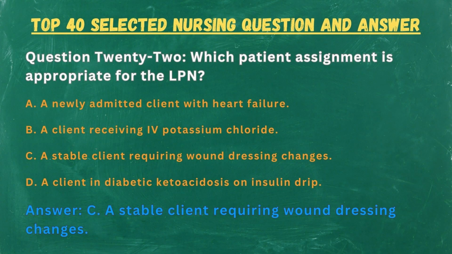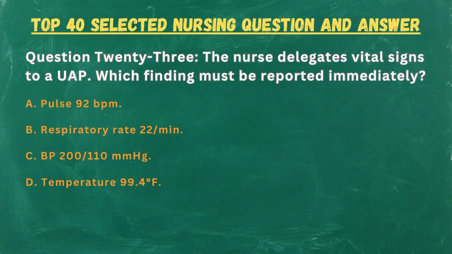Answer: C. A stable client requiring wound dressing changes. Question 23. The nurse delegates vital signs to a UAP. Which finding must be reported immediately? A. Pulse 92 BPM. B. Respiratory rate 22 per minute. C. BP 200/110 mmHg. D. Temperature 99.4 degrees Fahrenheit. Answer: C. BP 200/110 mmHg.